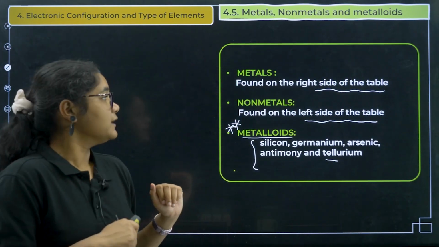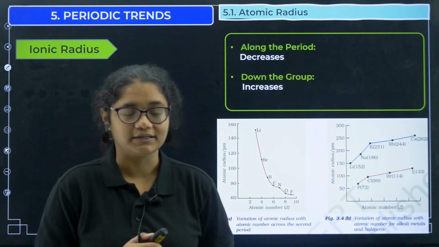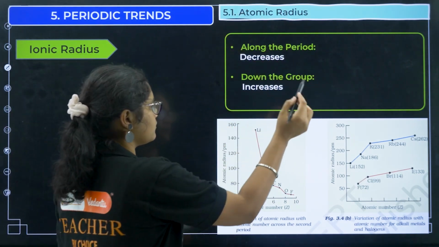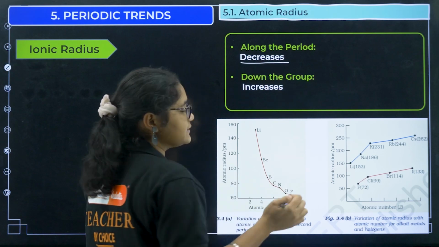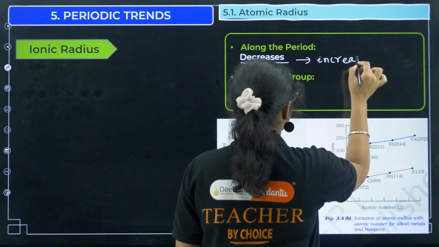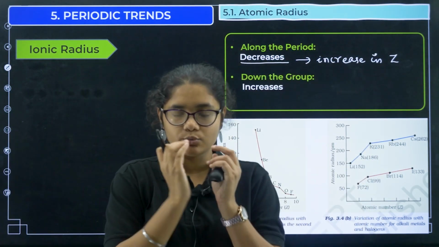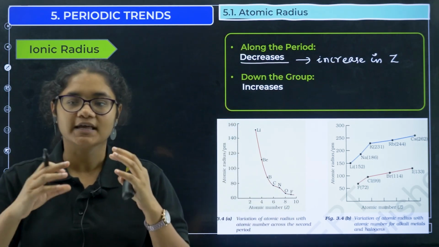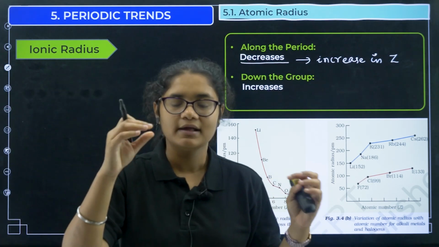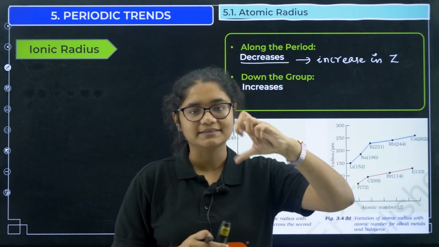Next we'll go to the third topic, a very important topic, that is your periodic properties. The first topic is atomic radius. Along the period, what happens? Along the period the atomic radius decreases. Why? Because of the increase in effective nuclear charge. As we move along the period, electrons are added to the same shell and the nuclear charge is increasing, so that is why the size decreases.